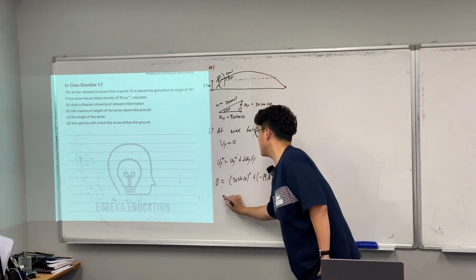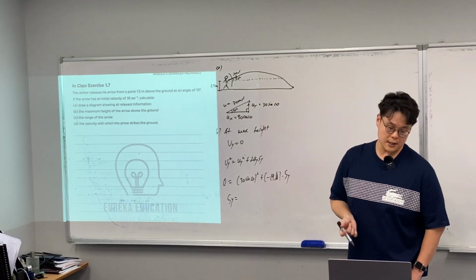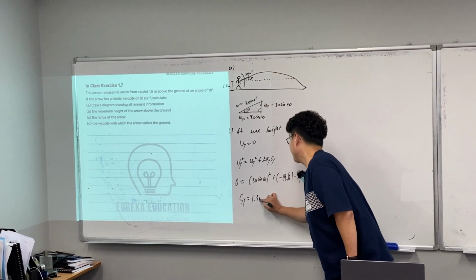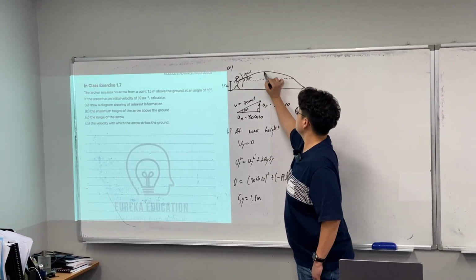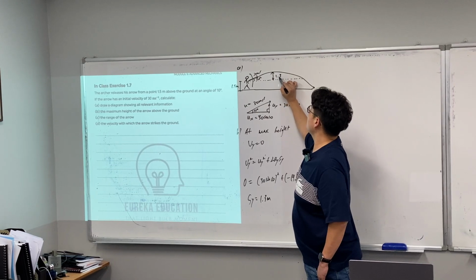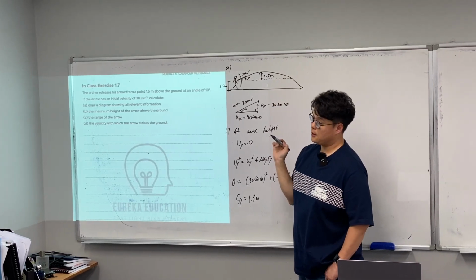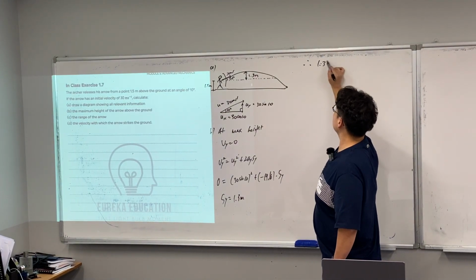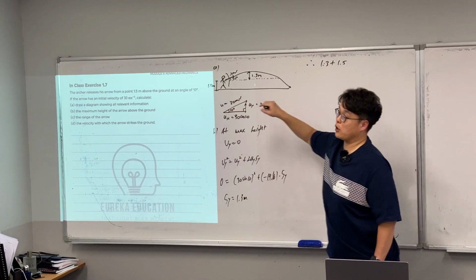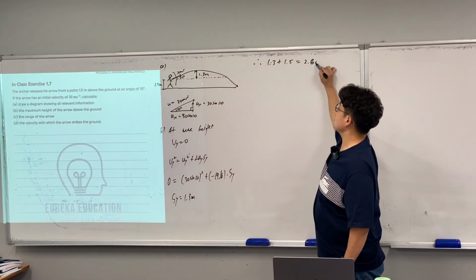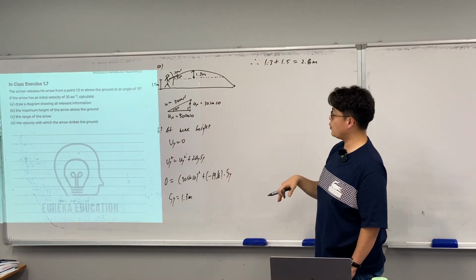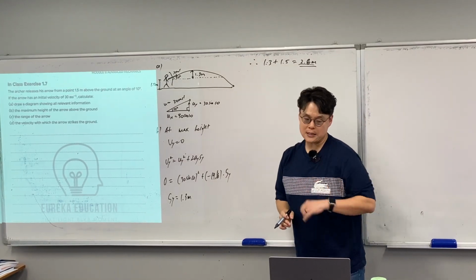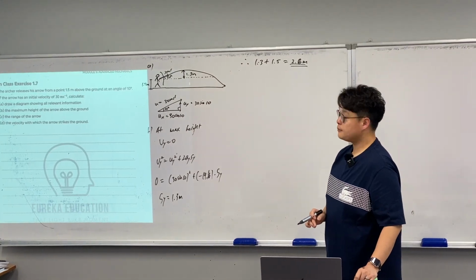So you can find the maximum height, which is 1.3 meters from the starting point. The final height is therefore 1.3 plus 1.5 for the height of the launching, giving you 2.8 meters. This is the final answer. Not the 1.3, 2.8 is the final answer, because the trajectory starts from 1.5 meters, so the maximum height above the ground is 2.8 meters. Good?